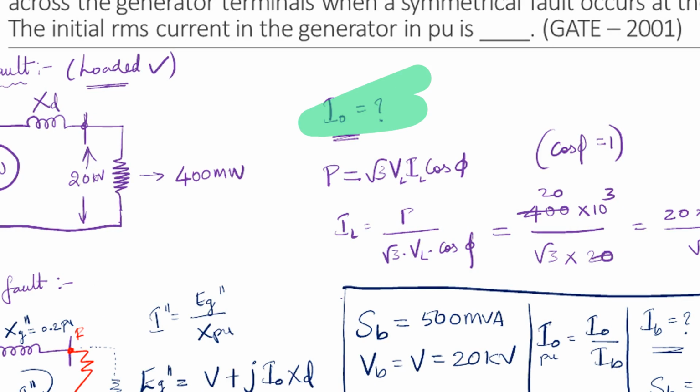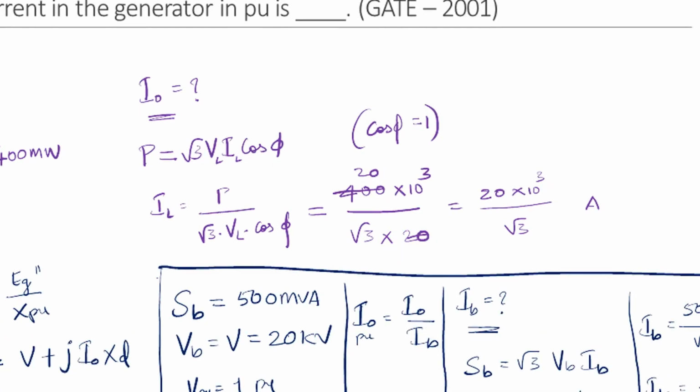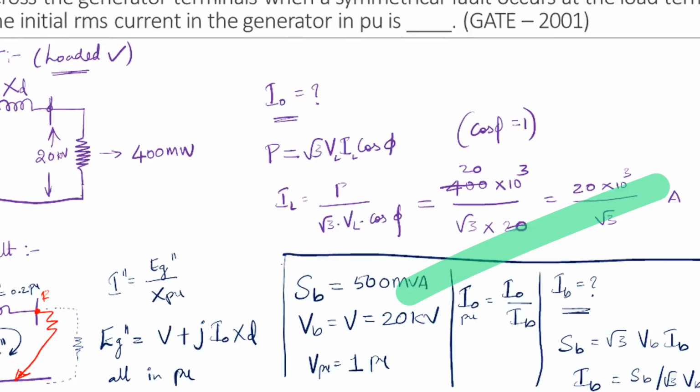Whenever you have a loaded case question, immediately find out the steady state current supplied to the load before the occurrence of the fault. So first, let's write down the power expression for the load. P is equal to root 3 VL IL cos phi. This is a 3-phase system. It is a resistive load, hence cos phi equals 1. So IL equals P by root 3 VL. P is 400 MVA, so I get 20 into 10 power 3 by root 3 amps as my load current before the occurrence of the fault.